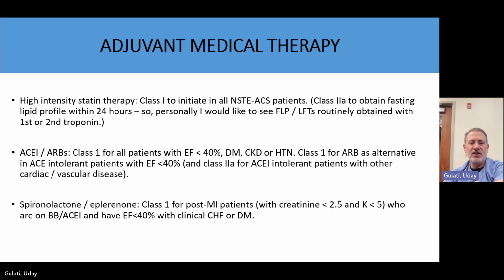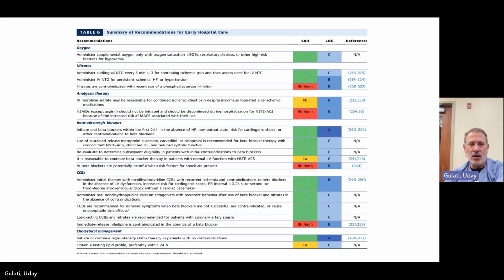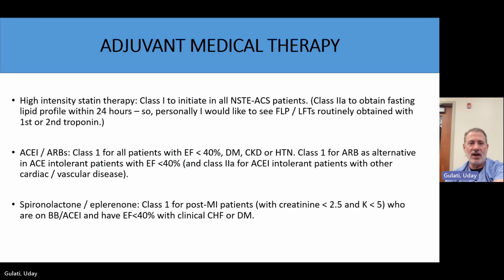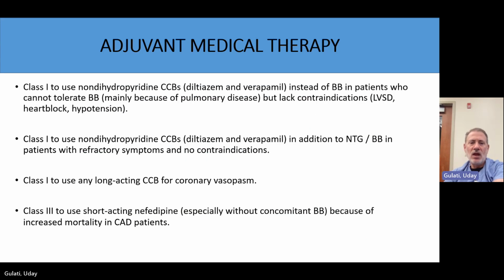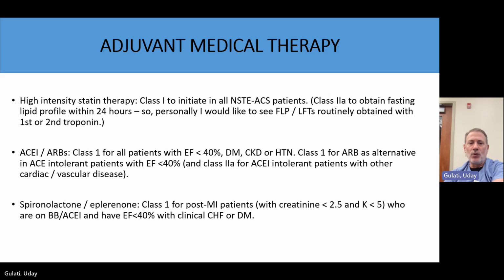So just in the interest of time, I will tell you guys that this table summarizes everything in my previous slides. You can take a look at it. It's right out of the guidelines, and it's not anything you guys don't know, right? We give calcium channel blockers if we think it's vasospasm. We give everyone high intensity statins. We give everyone with a low EF, diabetes or chronic kidney disease, ACEs or ARBs.